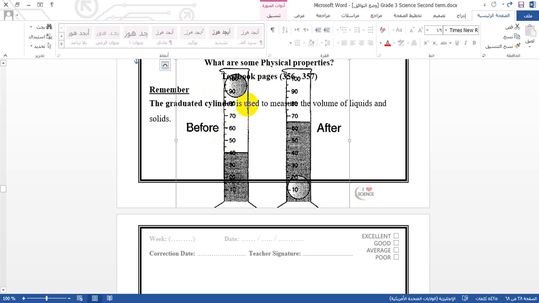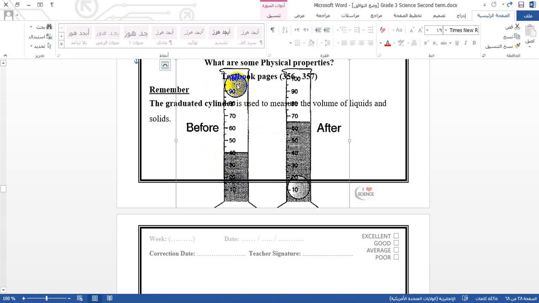So here, this is the graduated cylinder. I think you see it, Merit. You have seen it many times in the lab. Do you remember when you visited the lab with me? So we use the graduated cylinder before and after. If we want to measure the volume of a liquid or of irregular objects like a ball or rocks, we have to use the graduated cylinder.